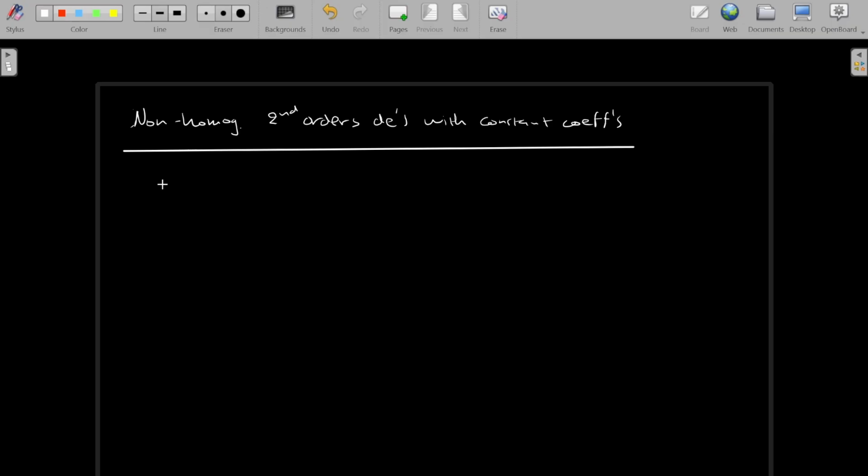Now, the first step we're going to take every time is to solve the homogeneous part, and we are going to denote this solution as y naught, which will be the solution of only the homogeneous part of the equation.